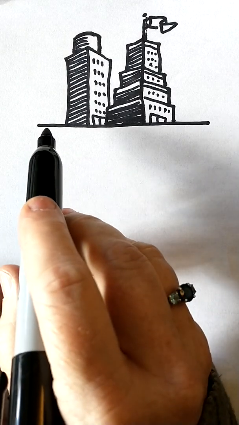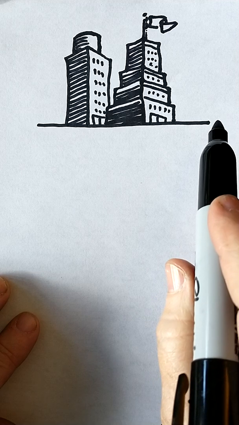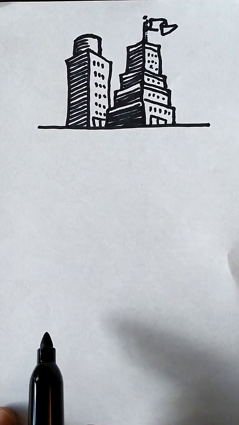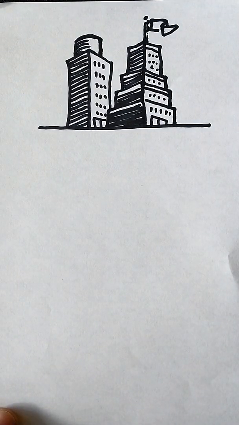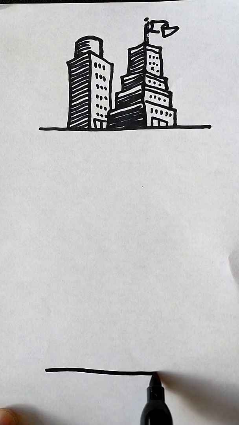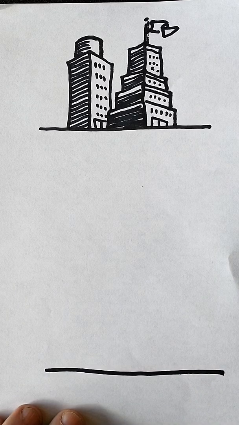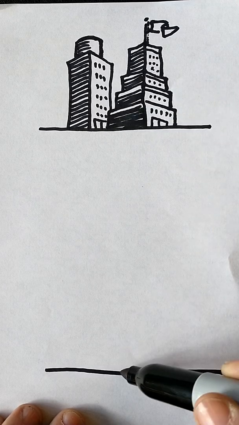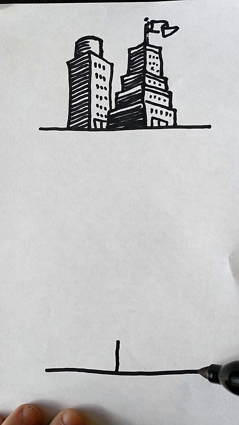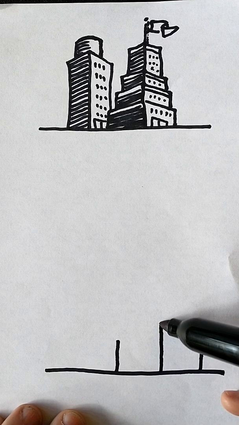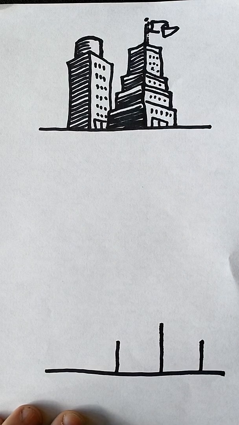We're going to do these buildings which are placed on a horizon line. So it's a perspective looking up. So I'll start with my horizon line. And then I'm going to do the first little section here. So I'm going to go up and up on two sides evenly. And then in the middle, I'm going to go up a little higher for the center.